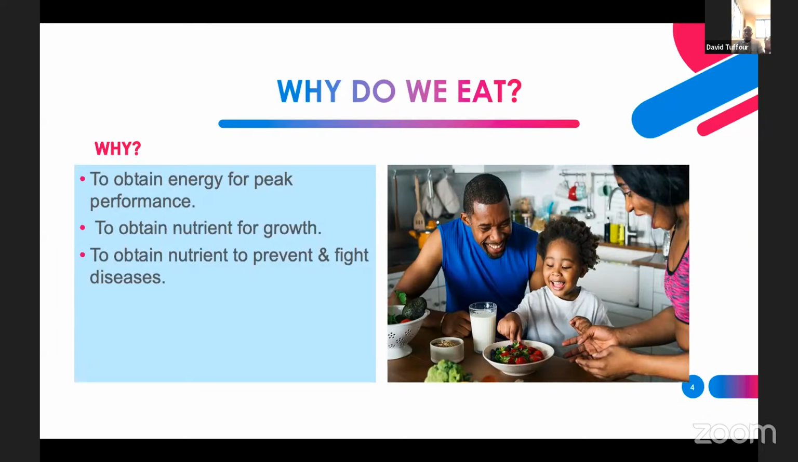So for energy, also you eat for nutrients, for growth. Without nutrients, you can't grow. So food is very important for the nutrients for growth. Also, we eat to get nutrients to prevent and fight diseases. So this is also another important reason why we eat.